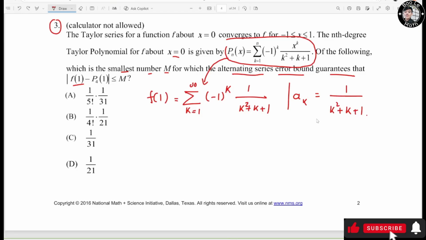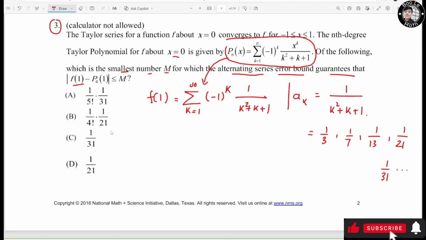So if k equals 1, we have 1 over 3, right? K equals 2, we have 1 over 7, right? K equals 3, we have 1 over 13. K equals 4, we have 1 over 21. K equals 5, we have 1 over 31, etc.